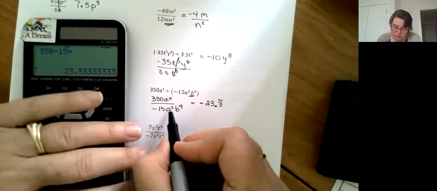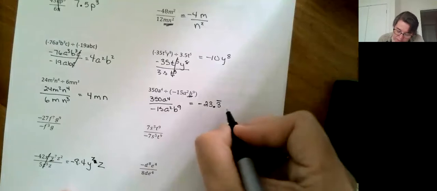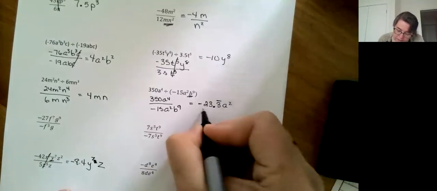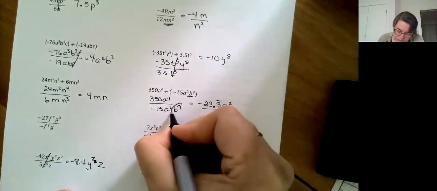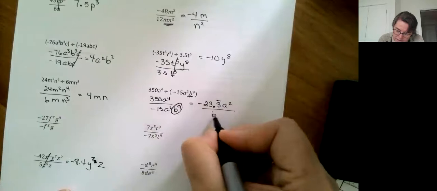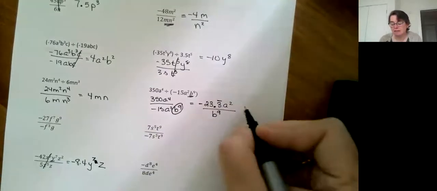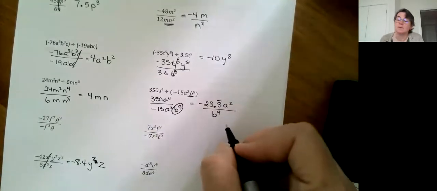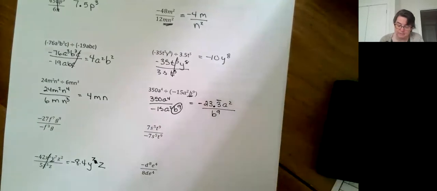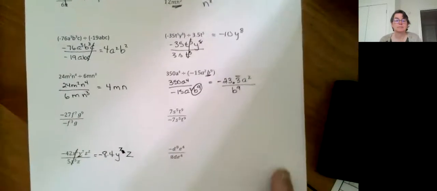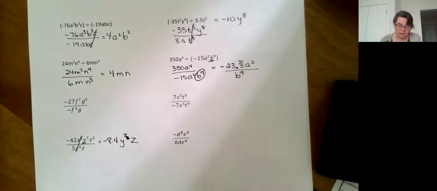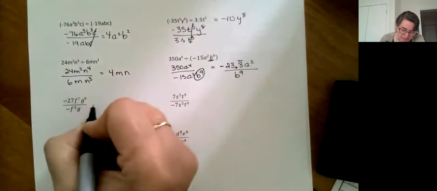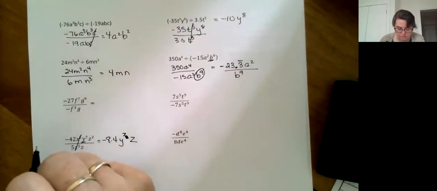Now, a to the 4th divided by a squared is going to give me a squared. And just like I said before, this b to the 9th is down here. You got to leave it down there. I know it might look prettier if you put it up there, but it still remains down on the bottom because you're dividing by that number. All right, negative divided by a negative is going to give, oh, there's no number there.